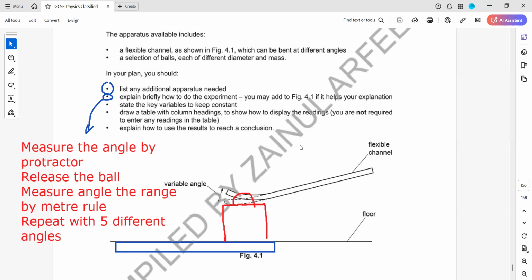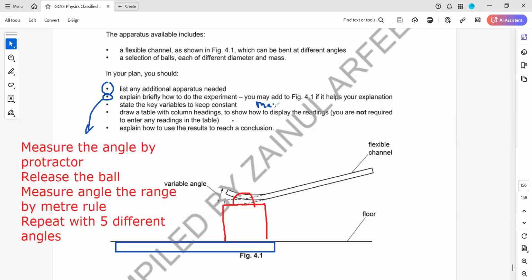The mass, the diameter of a ball, the mass of the ball, the material of the ball, the height, good, the length of the channel. Yeah, a lot of things are there. It can be the diameter of the ball, the mass of the ball, the height of the ball, like the height of the channel from the ground. Yes, that's also correct. The height of the channel from the ground should also be the same throughout.